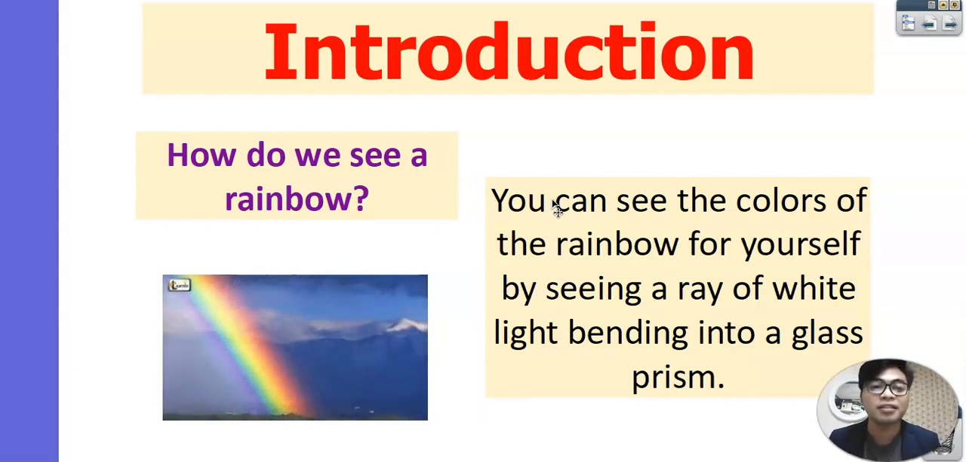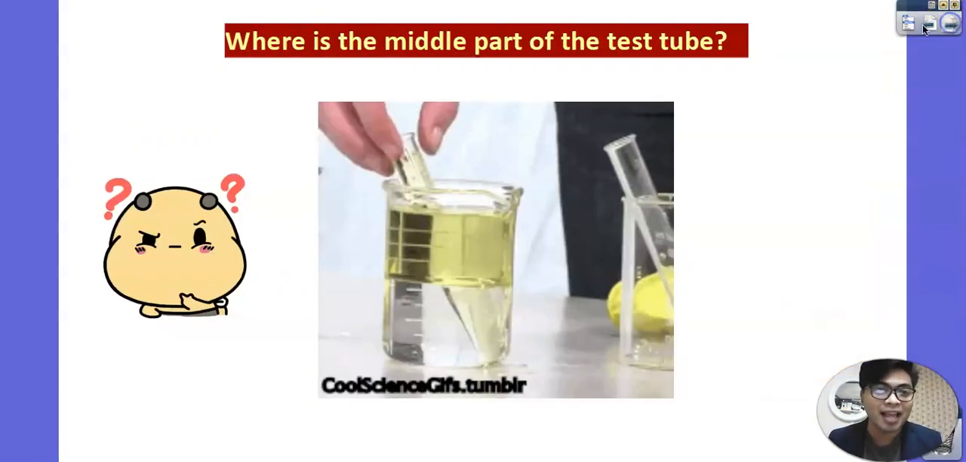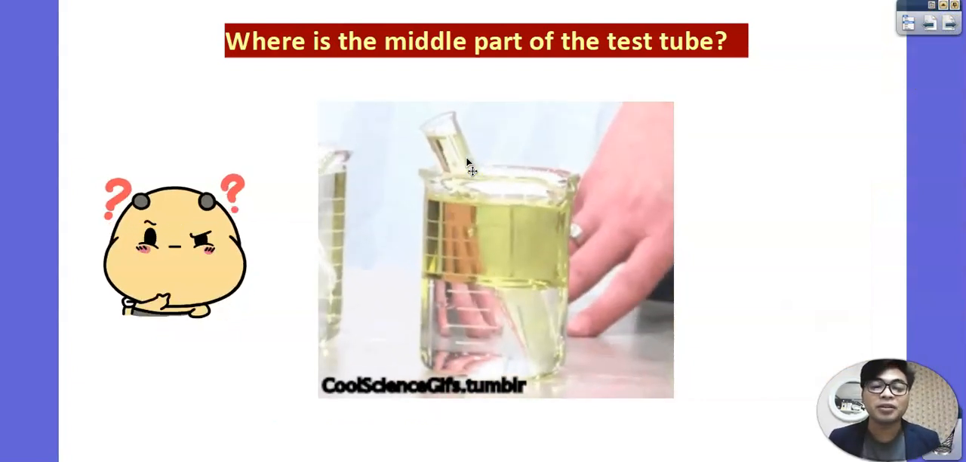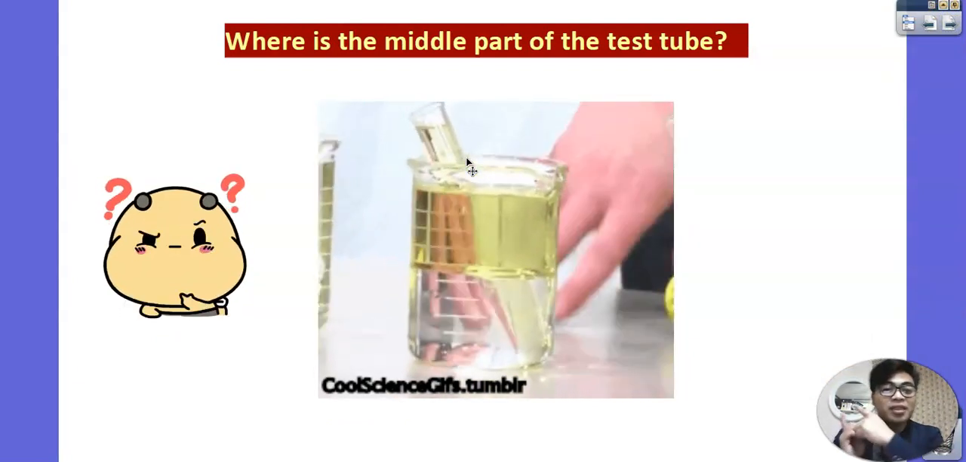So you can see the colors of the rainbow for yourself by seeing a ray of white light, and I want you to take note of that word, bending into a glass prism. So we're going to take a look here. How do we produce very colorful rays of light just using the sunlight, or just a ray of white light? So before we go into that, I just want you to take a look at this one.